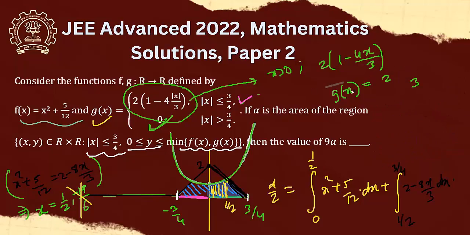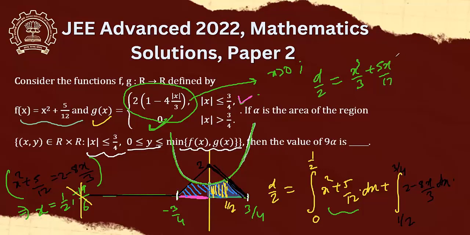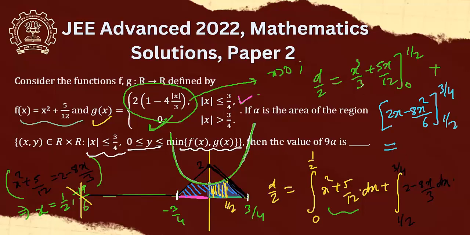Let's evaluate the integral. So alpha by 2 is going to be x cubed by 3 plus 5x by 12, limit from 0 to half, plus 2x minus 8x squared by 6, with limits from half to 3 by 4. When you simplify, this will come out to be 1 by 3. That means alpha by 2 is 1 by 3, hence alpha is 2 upon 3. This area that I need, alpha, is 2 by 3.